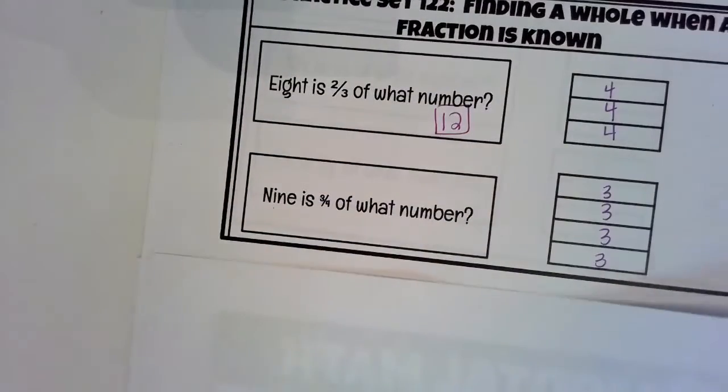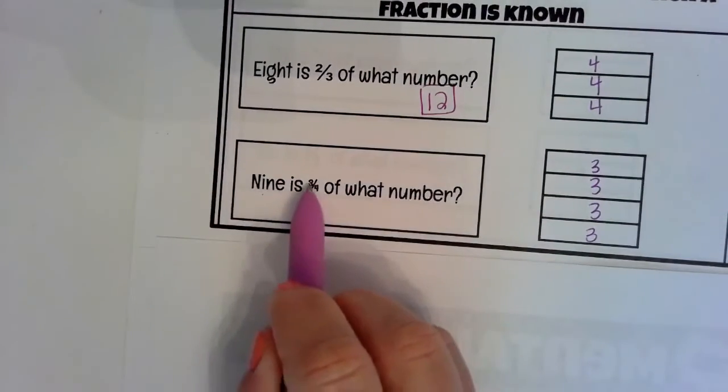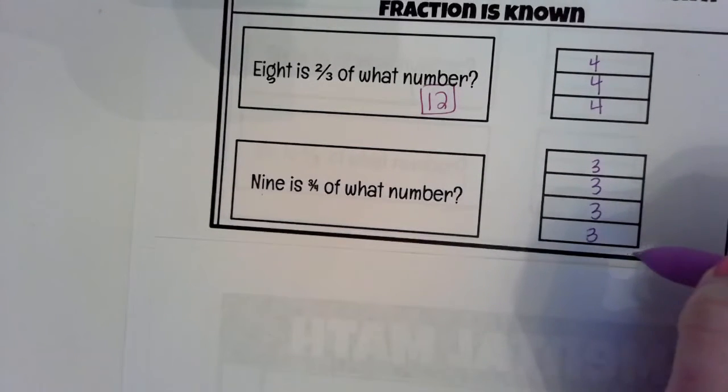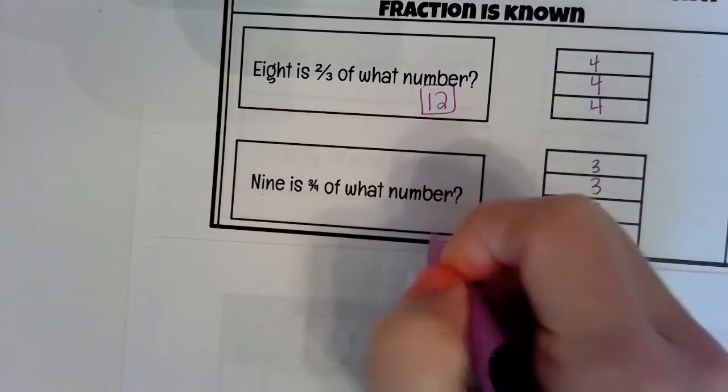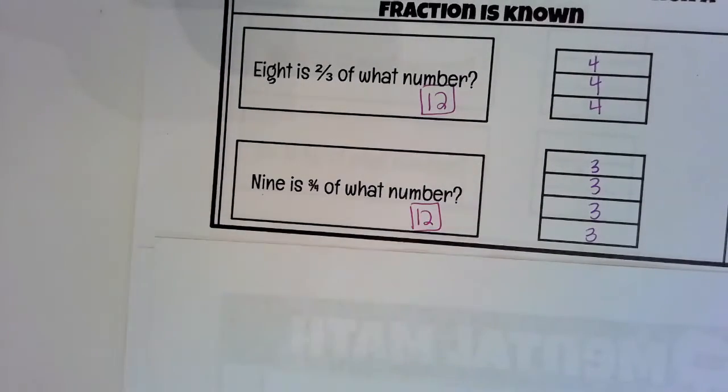Okay, and then we've got 9 is 3/4 of what number? 9 is 3 parts of the 4 parts. So we're going to divide 9 by 3. That gives us 3 in each box, and that number is 12. Okay, pause and do the next.